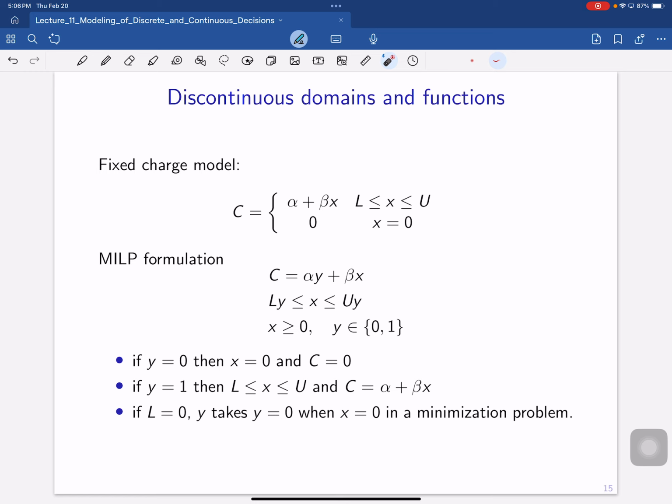And then when y equals 1, you have x between size L and U. The cost is written as it is. That's a way to represent a cost. In many applications, you have a cost term like this. And usually you are minimizing cost. If you don't want to build this equipment, of course, y will just take the value 0.